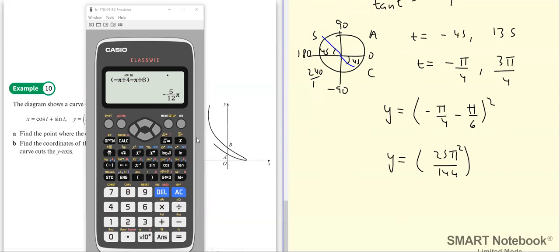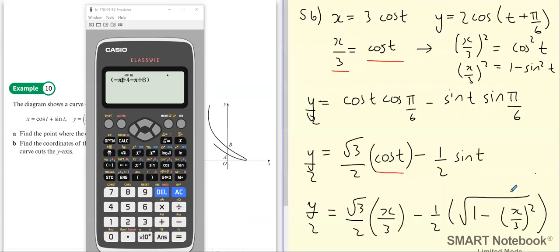And the second one that we are going to do is 3 pi. So this was y1. The second y value is going to become 3 pi over 4 minus pi over 6 all squared.